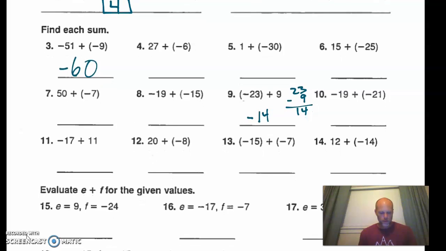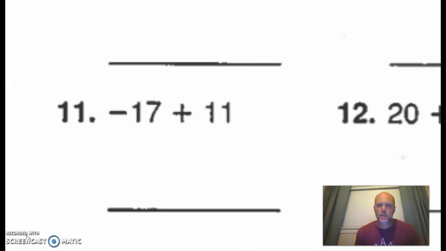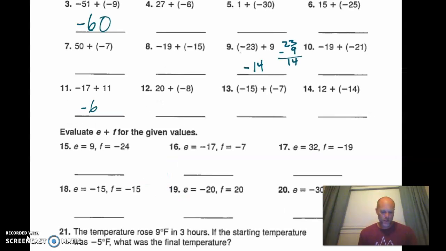How about, let's do number 11. -17 and +11. How many more do I have? What do I have the most of? I have more negatives than I do positives. That means my answer is negative. Now, how many more negatives do I have? What's the difference in 17 and 11? 6. Y'all got this.